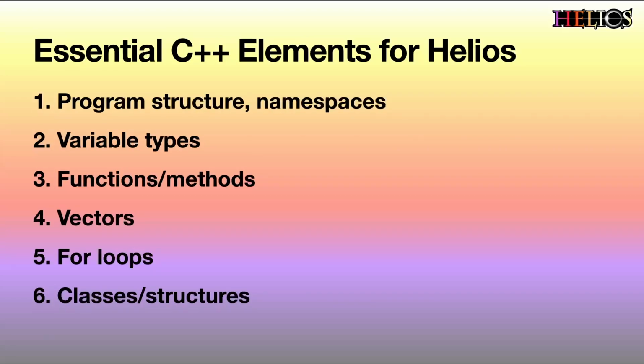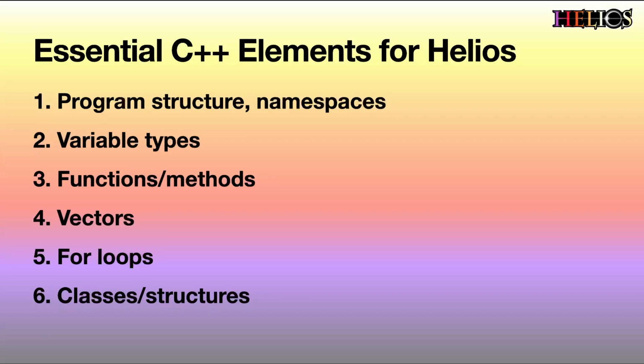So there are really 6 aspects of C++ that you need to know in order to work with Helios, and we'll go through each of them in this video. The first is just the overall program structure of a C++ program. As part of that, we'll touch briefly on namespaces. The second are variable types. Third are functions, or methods if they're part of a class. Fourth are vectors. Fifth are for loops. Sixth are classes and structures.